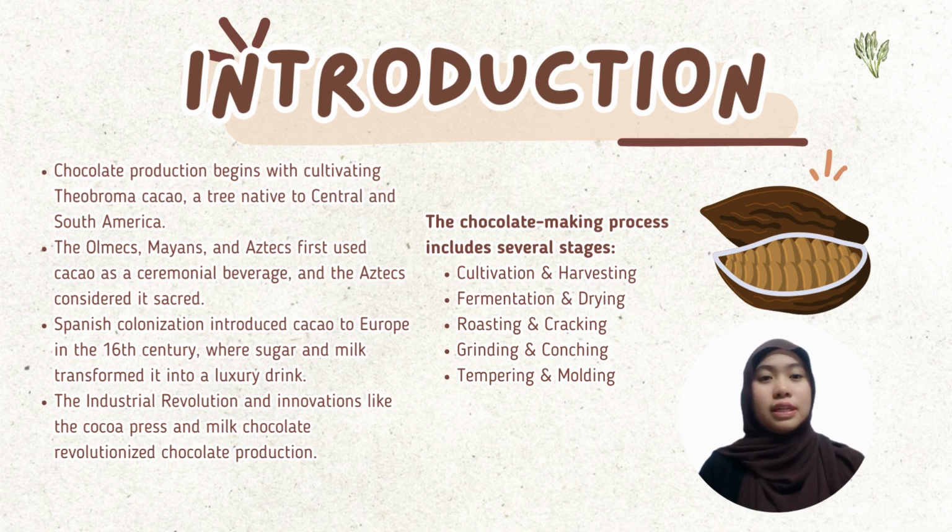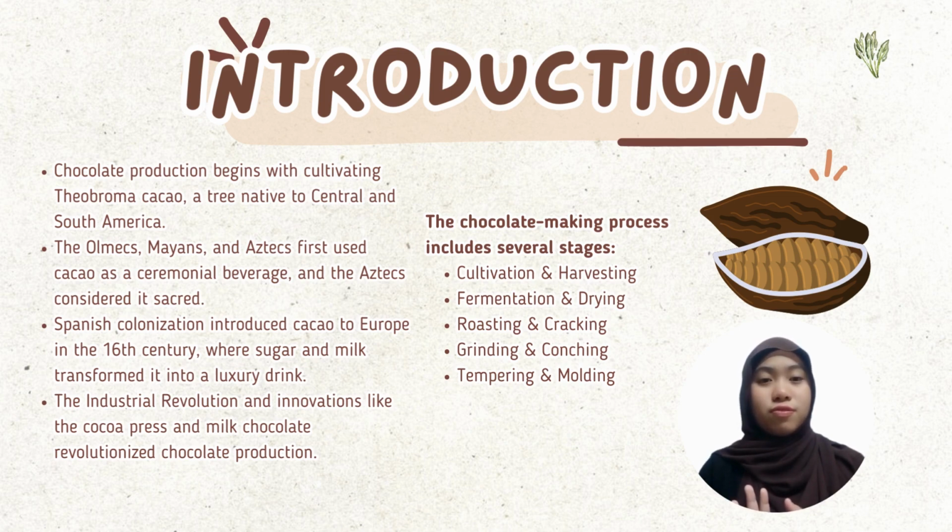First of all is cultivation and harvesting, where cacao pods are manually harvested to protect the beans. The second step is fermentation and drying, where beans are fermented for 5 to 7 days to develop flavor, then dried under the sunlight. The third step is roasting and cracking, where the roasting enhances the aroma, then beans are cracked to extract the cacao nibs.